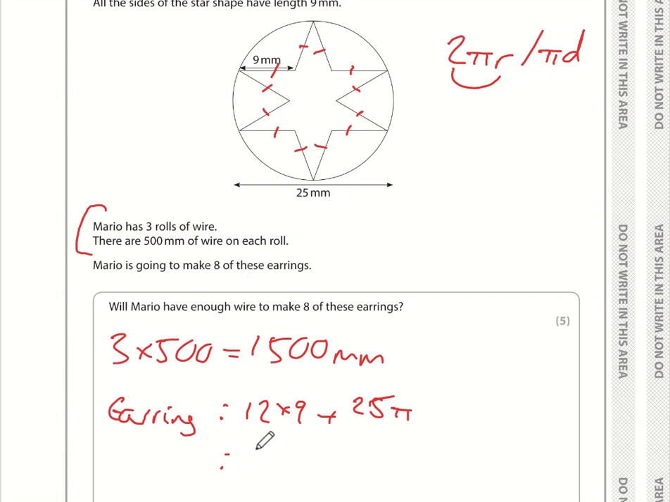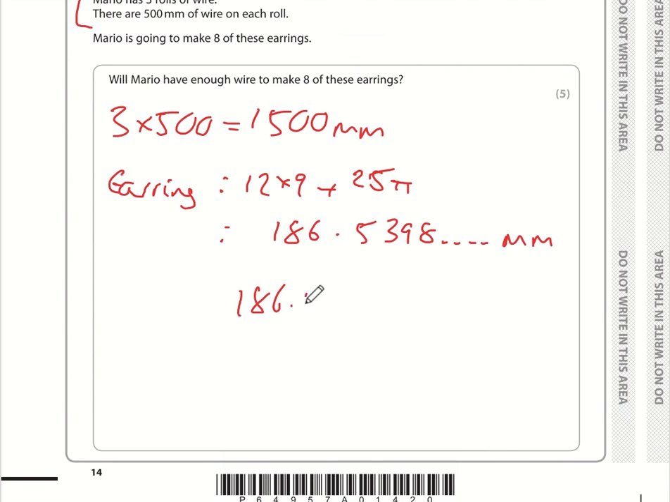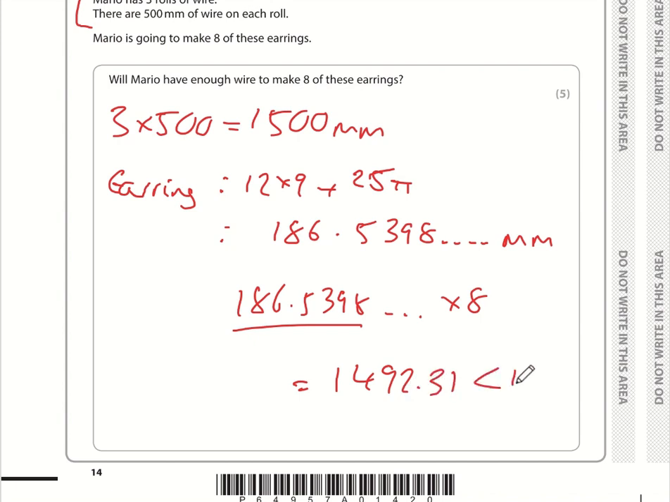So 12 times 9 plus 25 times pi, what we get here is a total of 186.5398 millimeters, and that is for one earring. So all I need to do is multiply the 186.5398 by 8. This answer is currently sitting on my calculator, so I'm not going to round it or anything, just times 8, and I get 1492.31, and that is less than 1500.